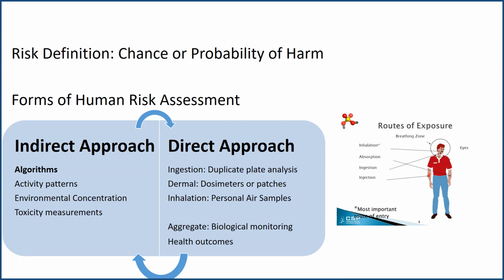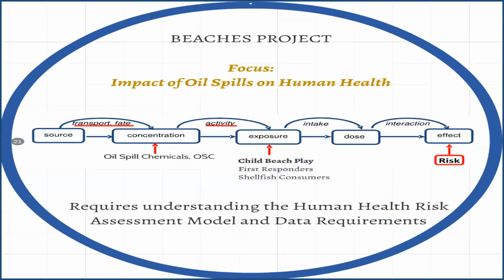Benefits of a risk assessment, especially the indirect approach, are many. It helps us to identify the source of exposure, identify those prevalent risks, and we can perform these estimates over various scenarios or populations. This is the general human health risk model that can be applied to any population or exposure scenario for the indirect approach. The Beaches project, the project that we're working on, will estimate children's exposure to oil spill contaminants by creating a modeling platform based on children's actual visits and play activities on the beach.